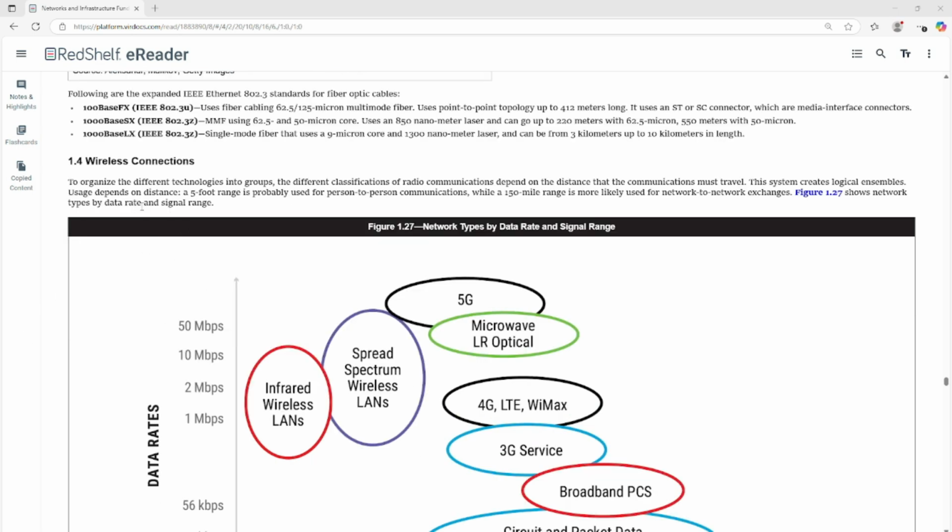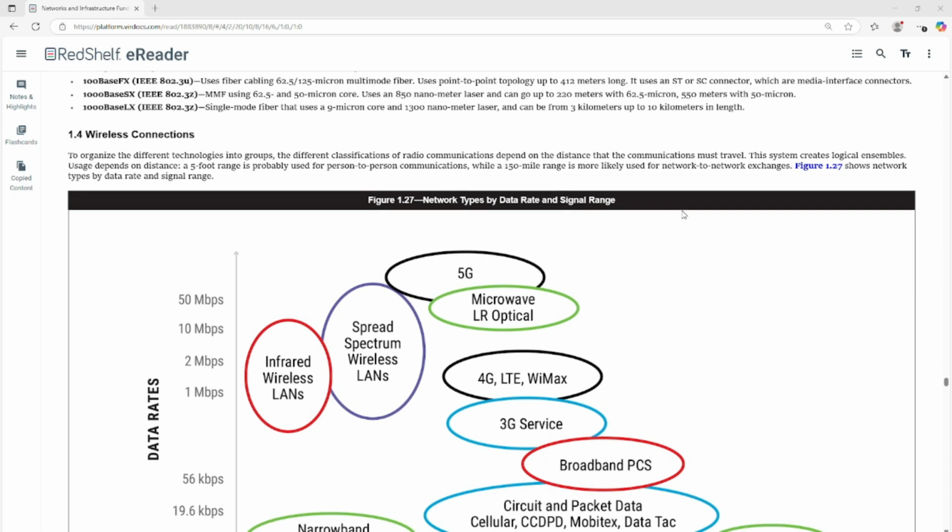Wireless connections. When it comes to various technologies, their classification, especially with radio communications, is dependent upon the distance that the communications must travel. Usage depends on distance. So in this case, a 5-foot range is probably used for person-to-person communications, while a 150-mile range is more likely to be used for network-to-network exchanges.